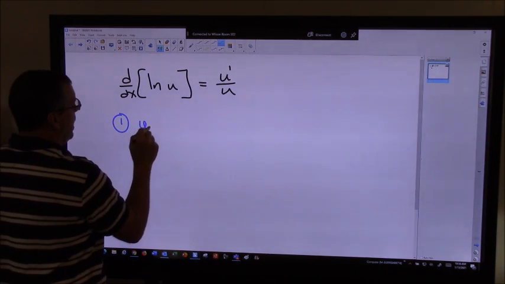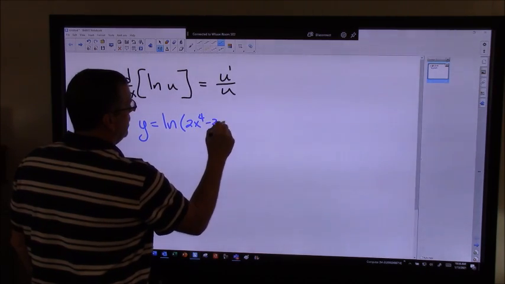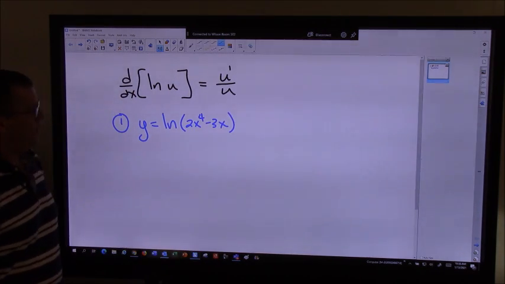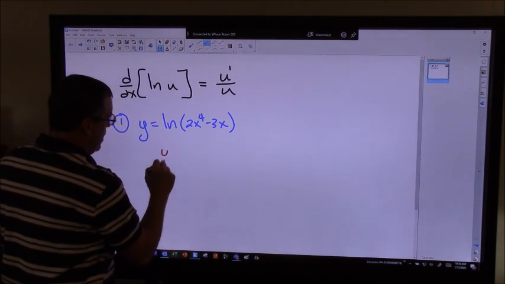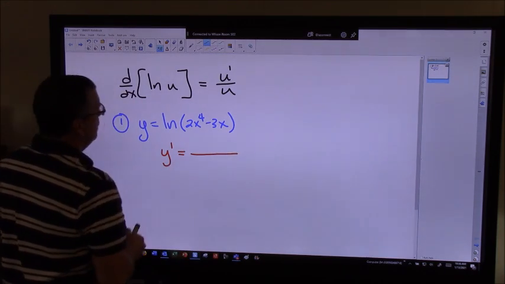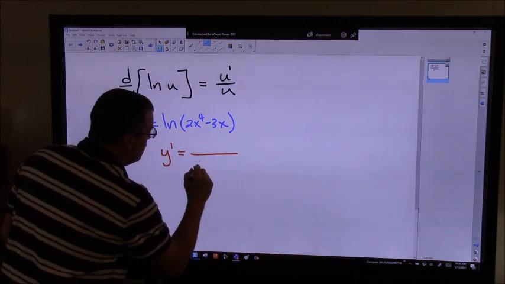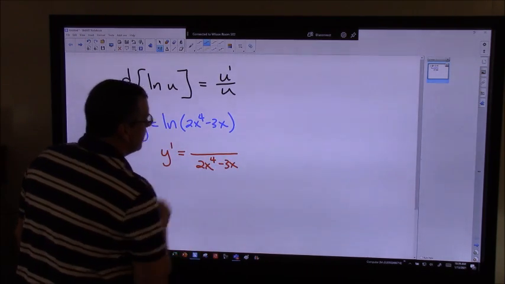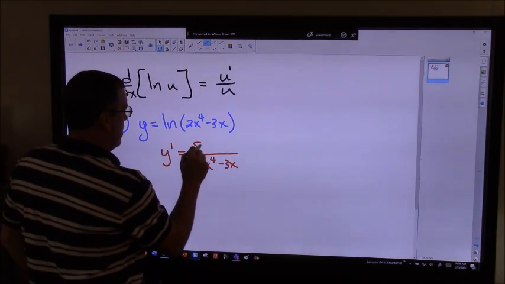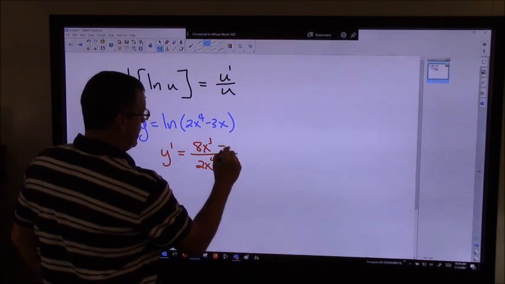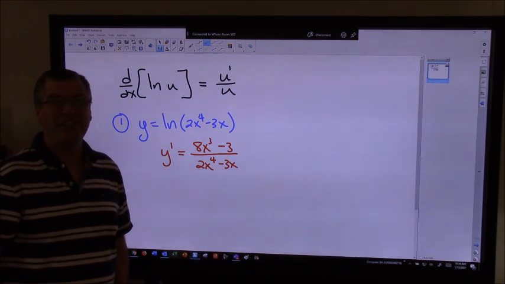Let's say I've got y equals the natural log of 2x to the fourth minus 3x, and I want to find the derivative. Well, then y prime is going to equal, I'm just doing exactly what it says here. Whatever that is, put it in the denominator: 2x to the fourth minus 3x. And now in the numerator, take the derivative of that, so that'll be 8x cubed minus 3. I'm done. It's pretty easy. I like this one.